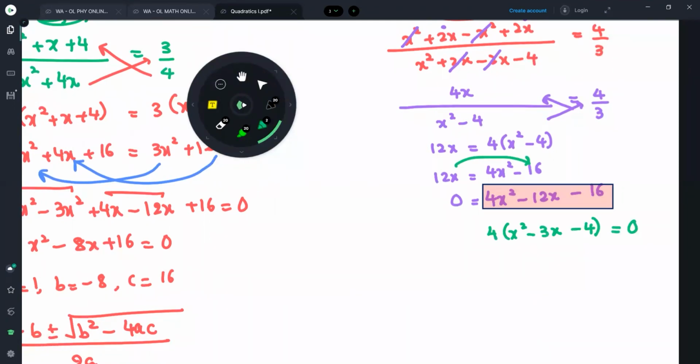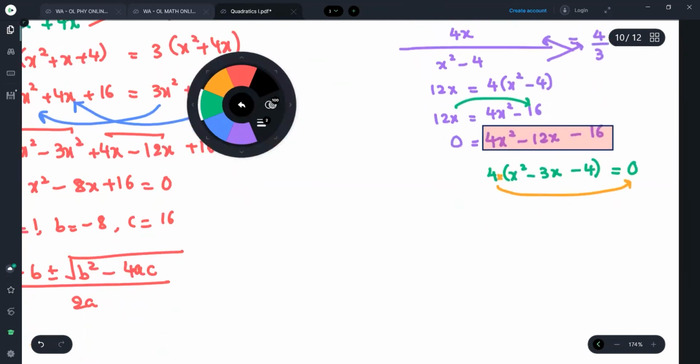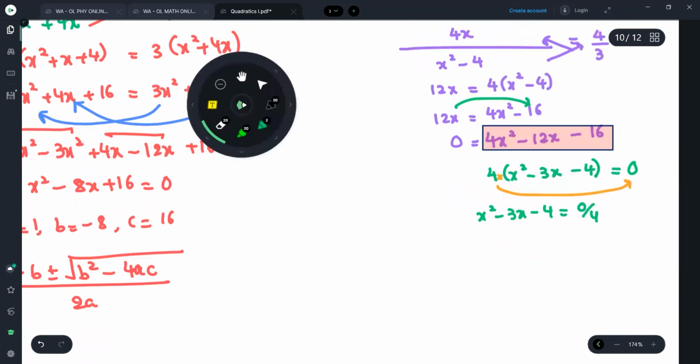Yes. Now, what to do with 4, Hassan? How do you eliminate 4? 4 is being multiplied by this bracket. When it goes to the other side, it's going to divide 0, right? So it's going to be x squared minus 3x minus 4 equals 0 over 4, and 0 over 4 is actually 0. I'm going to directly write down 0.